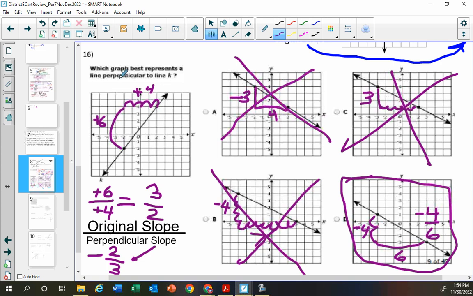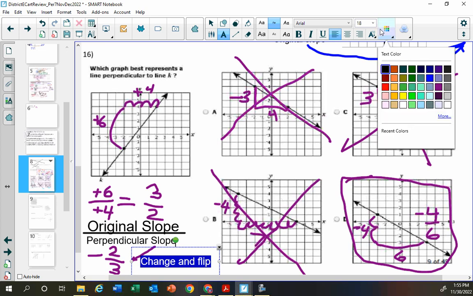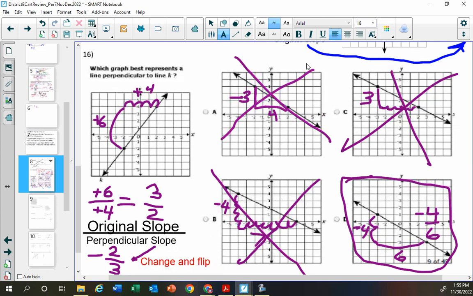So again, perpendicular, change, flip. That's what you have to do. Change and flip. It's either going to be perpendicular or parallel. Now, if it's parallel, you keep your slope. Parallel lines, same slope.